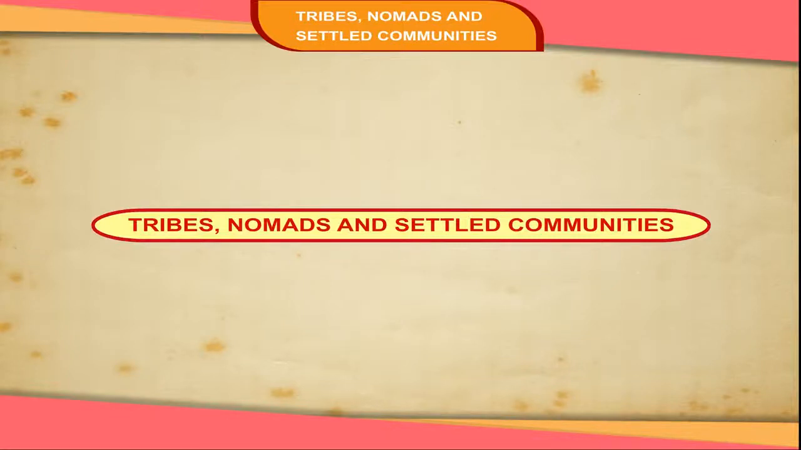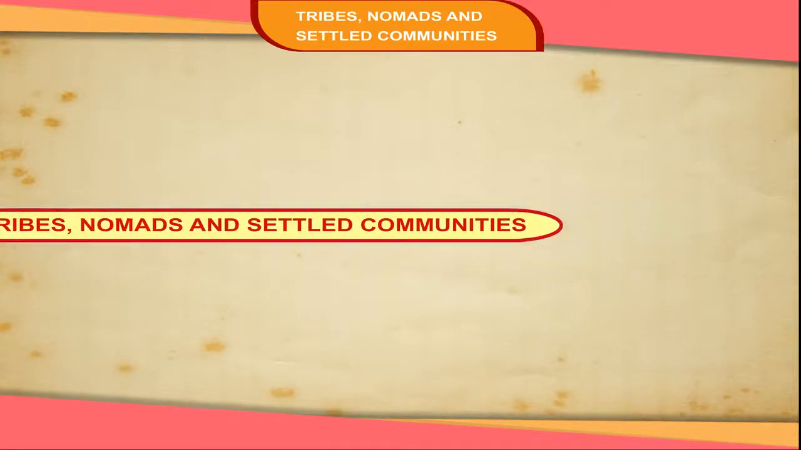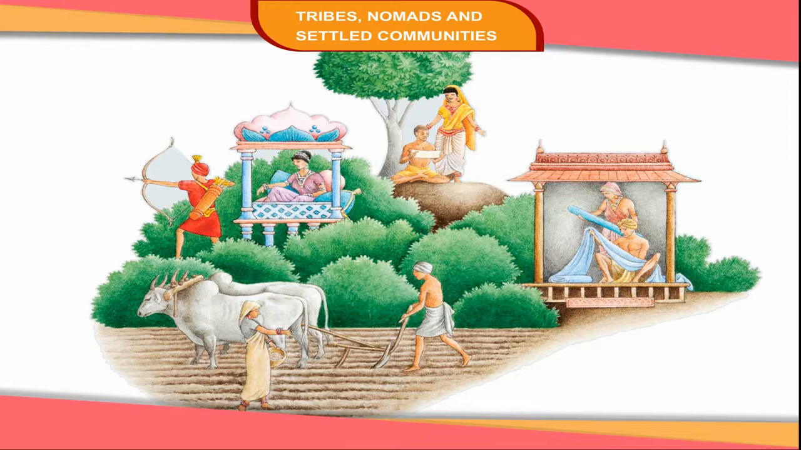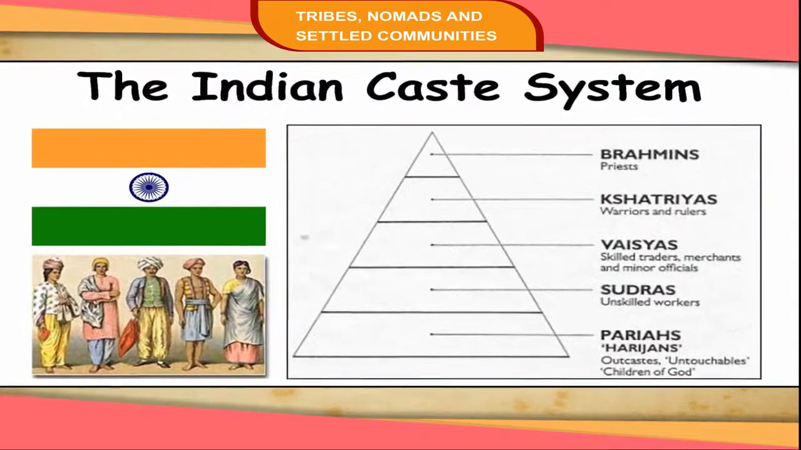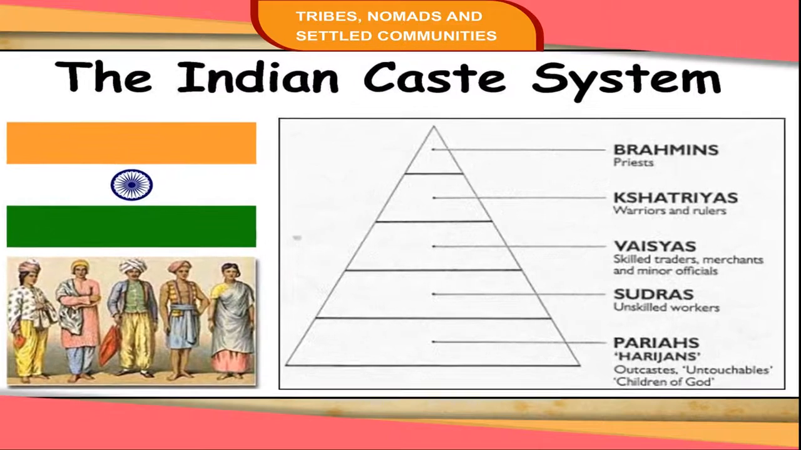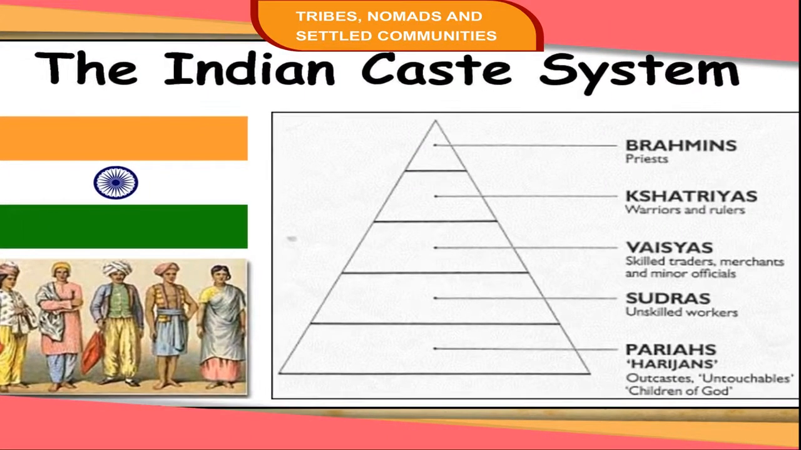Tribes, nomads, and settled communities. Many historians have accepted the notion that caste divisions in society is a uniquely Indian feature. However, unequal caste divisions are to be found in the history of most nations. These divisions are not uniquely Indian, as commonly believed, though caste system is specifically Indian.